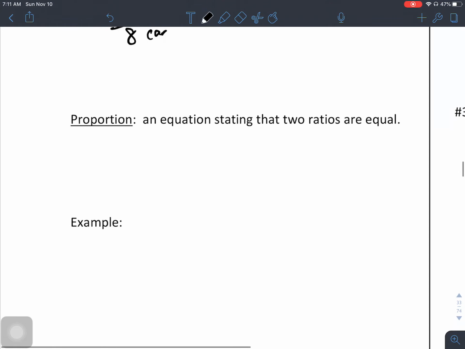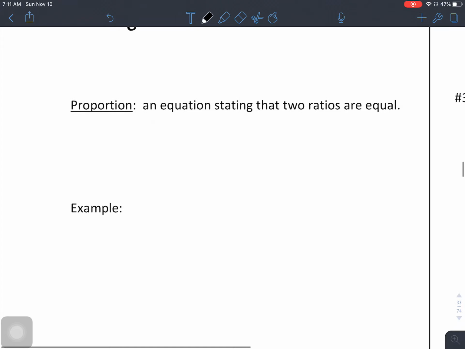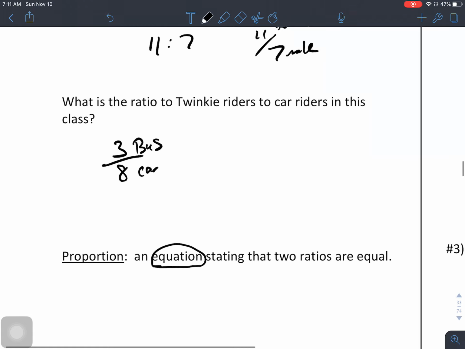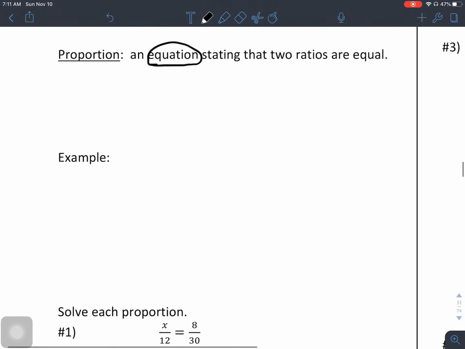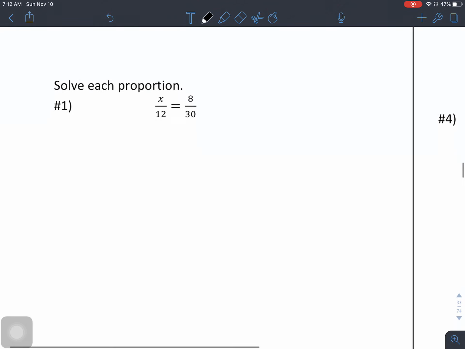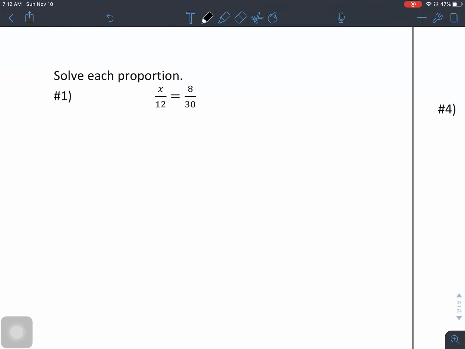Proportion. It's an equation. An equation has an equal sign. These ratios don't have equal signs. A proportion is a statement that two ratios are equal. So if I said 4 is to 8 as 1 is to 2, that's a proportion. Solve each proportion. We are using algebra to do this. So any rules that you know from algebra can be applied to these problems.